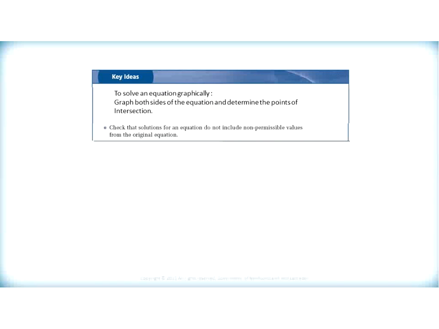Okay, as I said, this is a short lesson. To solve an equation graphically, we simply graph both sides of the equation and determine the points of intersection. Also worth noting here is that we should check that the solutions for an equation do not include non-permissible values from the original equation, as you saw in one example that I did. Okay, that ends this lesson.